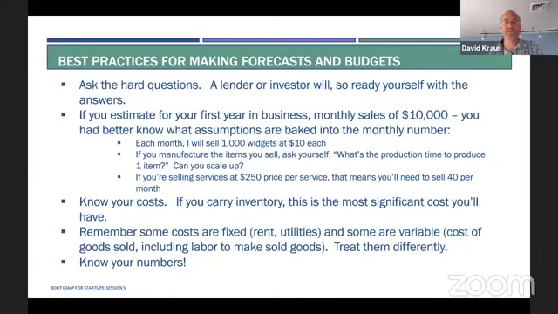So you have to manufacture items. What's the production time to produce one item? Can you scale up? Those are really important questions. There's only so many hours in a day. You have to bring on additional labor to scale up. Can you do that? If you're selling services at a $250 price per service, that means you'll need to sell 40 of those a month. So those are the important questions.